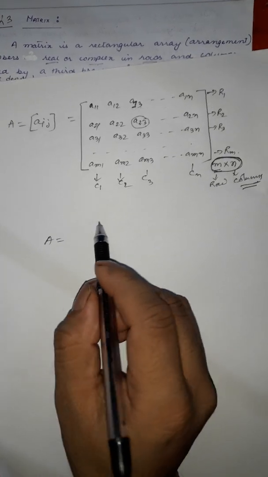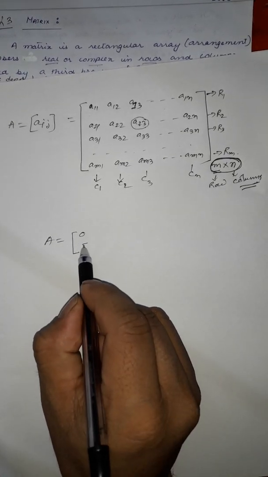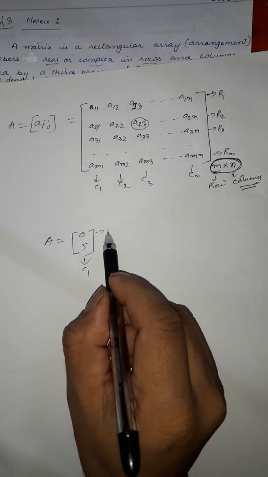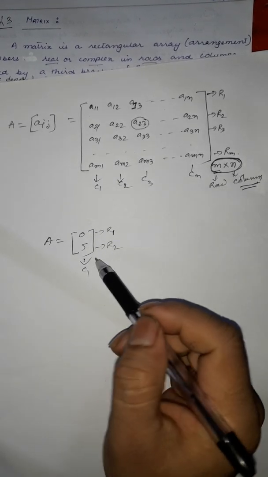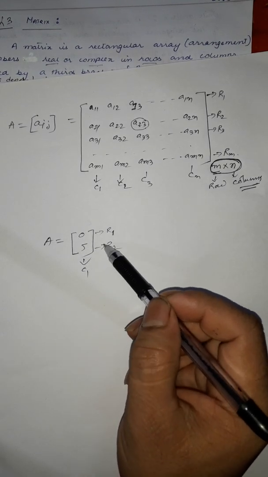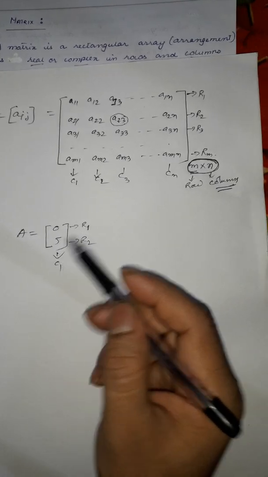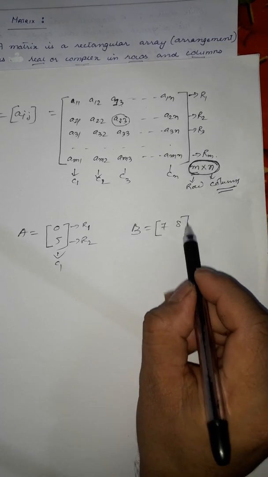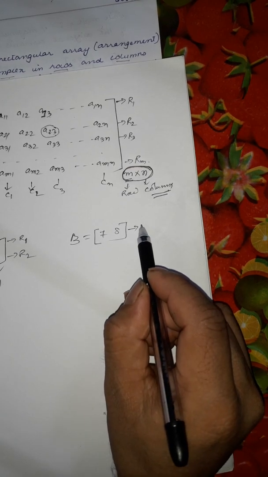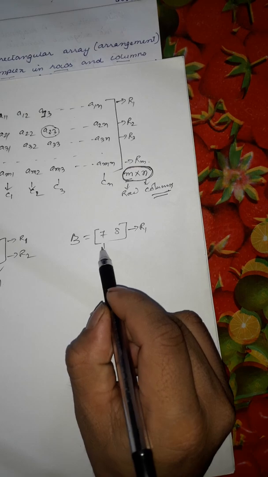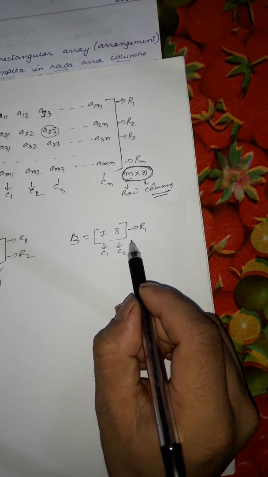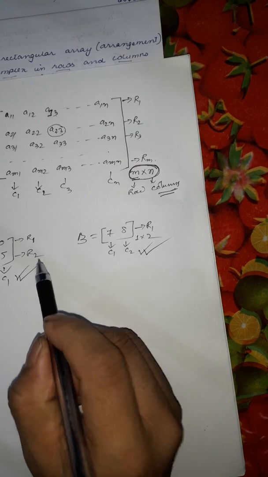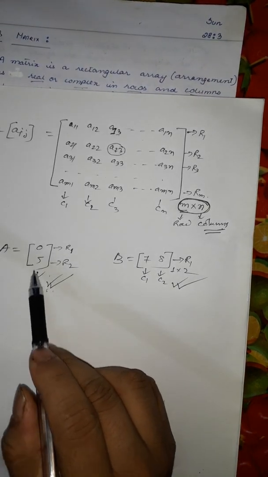You can take another example, A equal to 0, 5. This is a column matrix because it has only one column, C1, and two rows. And for a row matrix, if we take 7, 8, this is a row matrix because it has only one row and any number of columns. This matrix has two columns, C1 and C2. So one row, two columns.